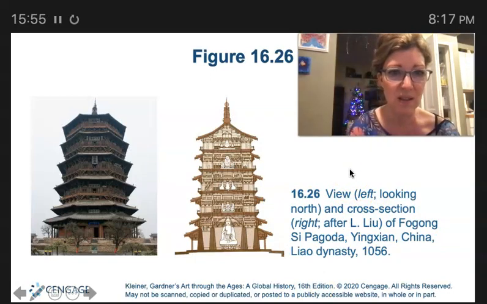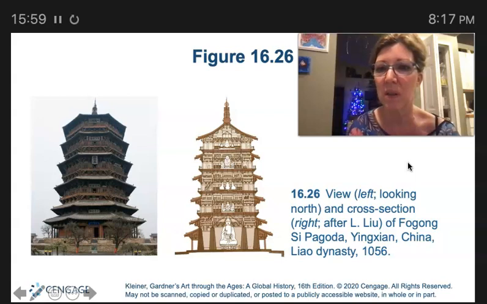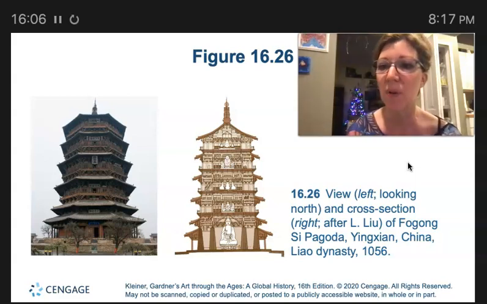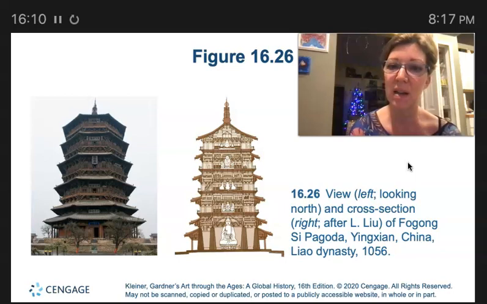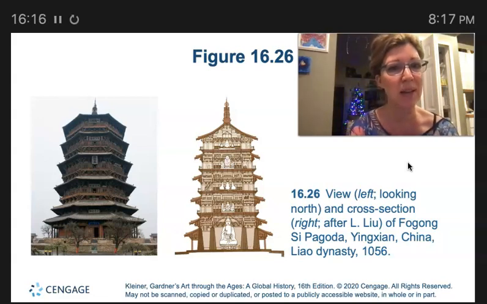Okay, this is Fogongsi Pagoda. The Chinese work that is closest in function to an Indian stupa, so we've recently learned about stupas, is Fogongsi Pagoda, this building. The construction technique that was used to build the Fogongsi Pagoda is beam and bracket. Beam and bracket, that's notable.